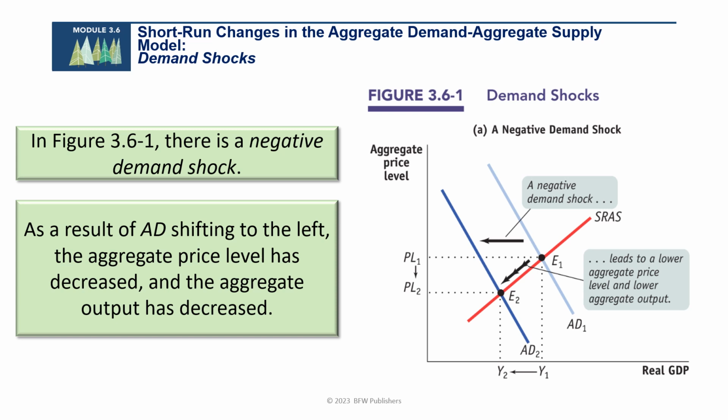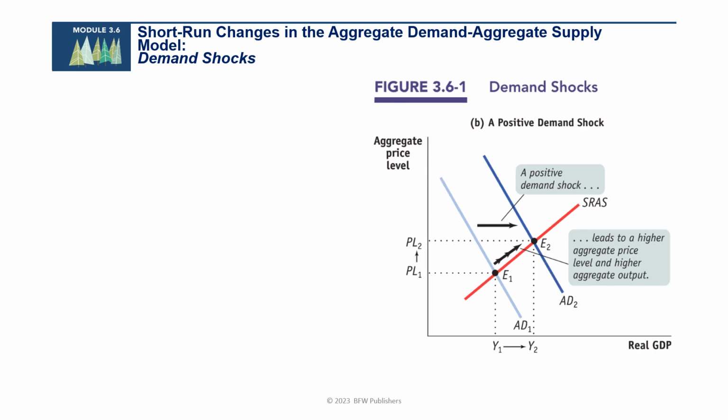So one important idea to remember is that when we have a leftward shift in aggregate demand, output and price level move in the same direction. GDP falls, price level falls. That will be bad for unemployment, causing unemployment to increase. But when we have a leftward negative demand shock, output and price level move in the same direction, and that is down.